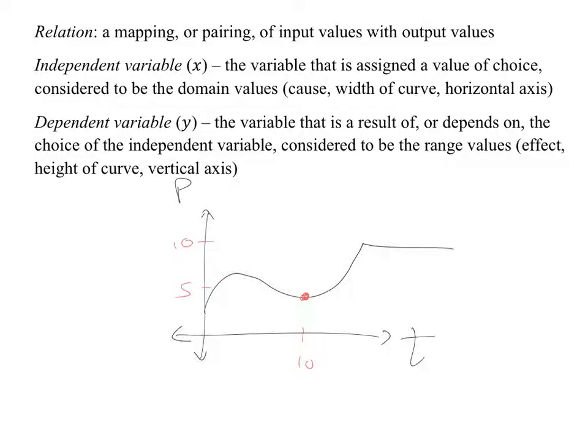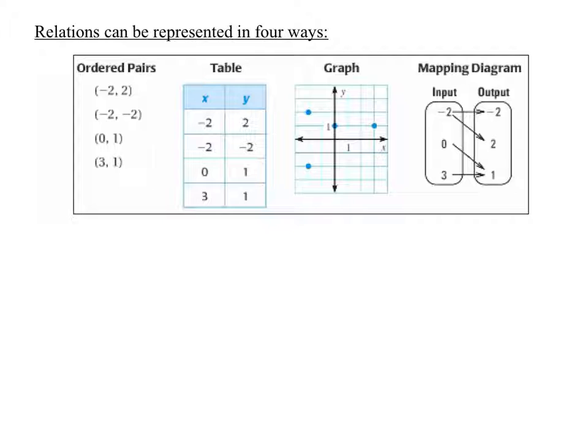All right, let's go back to the concept of relations real quick and differentiate between relations and functions. So we take a look at relations. They can be represented 4 ways. The first way is an ordered pair. An ordered pair simply lists the coordinates. The second way is tabular, a table. You see this right here. The third way is graphically.